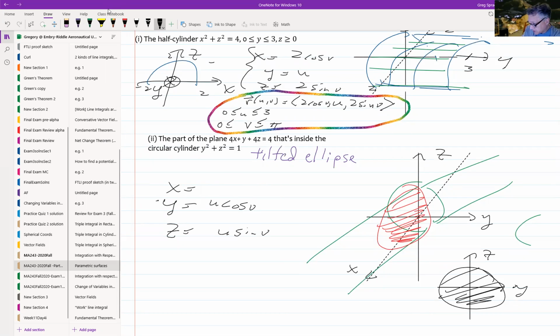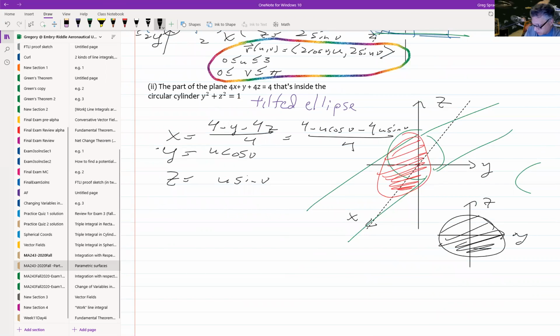Now this time x does depend on y and z. I need to take the plane equation and solve it for x. When I do that, I'll get (4 minus y minus 4z) all over 4. And then I have to replace y with u cosine v and z with u sine v. So those are parametric equations. I'll put them in a vector.